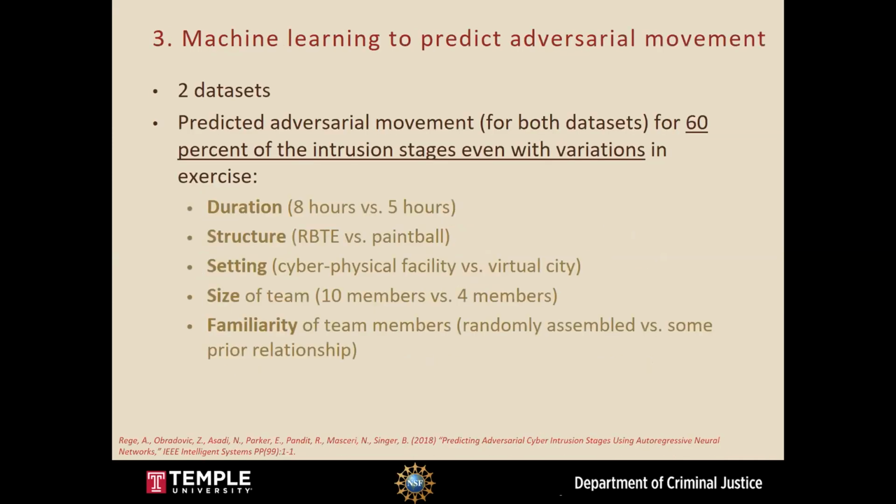The third area that we've looked at is machine learning to predict adversarial movement. So this time we had 2 different data points from 2 different cybersecurity exercises, and we used 2/3 of the data to train the machine learning algorithms. And we then compared the predictions with our actual observed remaining 1/3 of our data. And we found that despite the variations in duration, structure, setting, size, and familiarity of the team members between these 2 different cybersecurity exercises, the algorithm was still able to predict adversarial movement for 60% of the intrusion chain stages. So that was also something that was interesting.